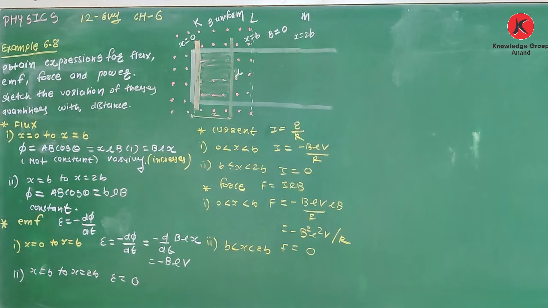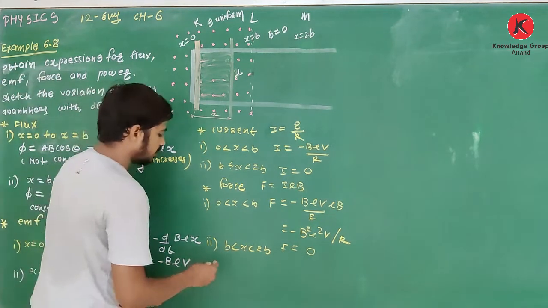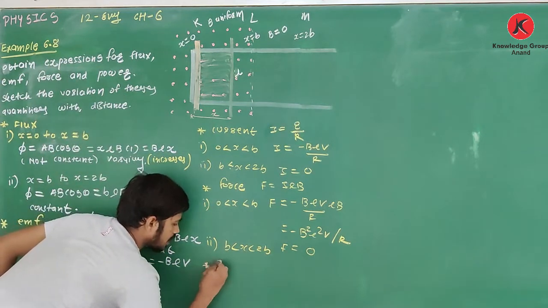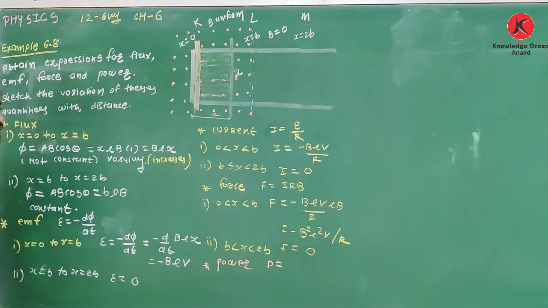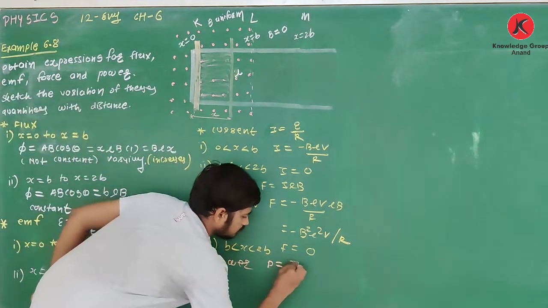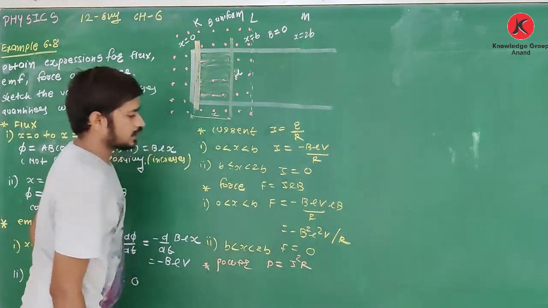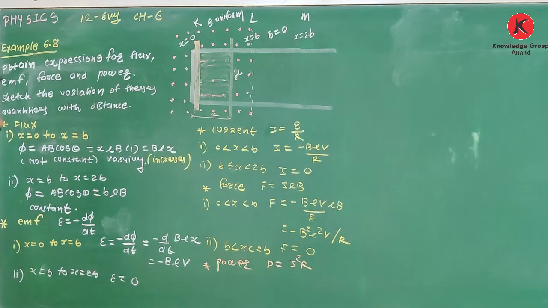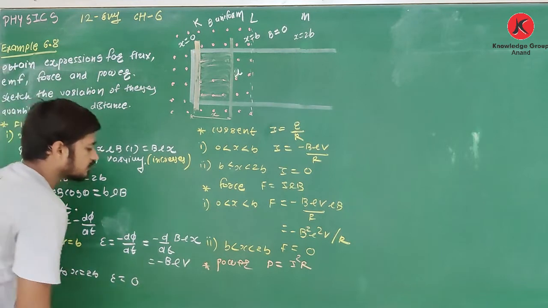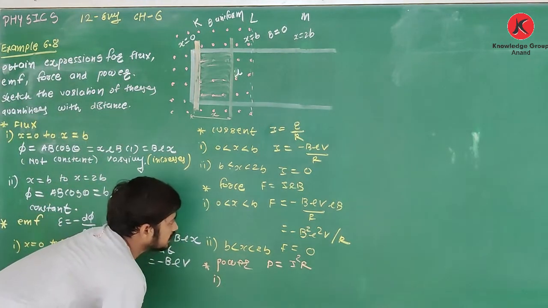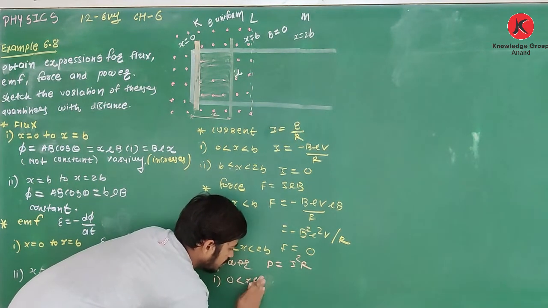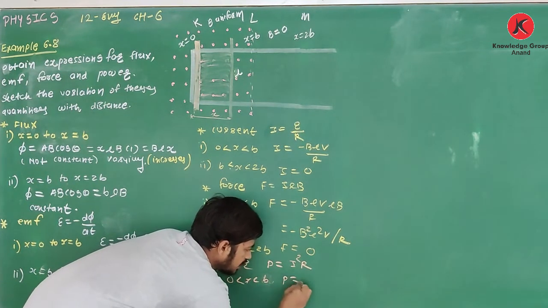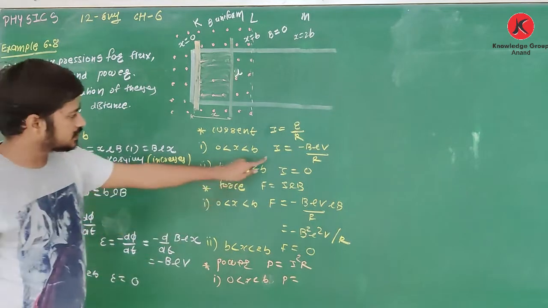Okay, and last one is power. What about power? Power P is equal to I square R. So obviously, during the first case, that is from 0 to 2b, power P is equal to I square R.